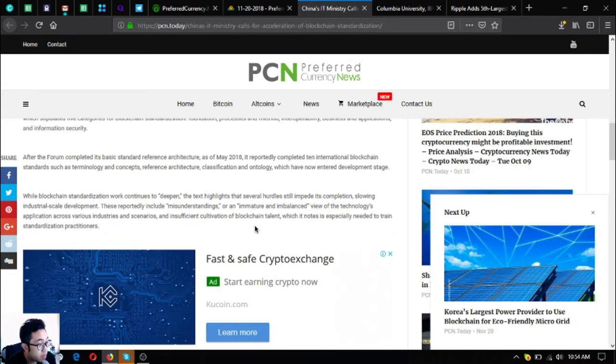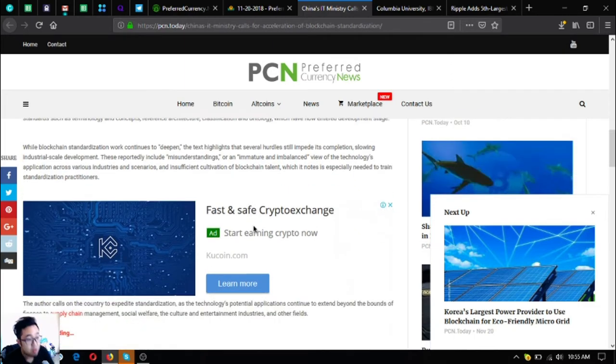After the forum completed its basic standard reference architecture as of May 2018, it reportedly completed 10 international blockchain standards, such as terminology and concepts, reference architecture, classification and ontology, which have now entered the development stage. While blockchain standardization work continues to deepen, the text highlights that several hurdles still impede its completion, slowing industrial scale development. These reportedly include misunderstandings or an immature and imbalanced view of technology's application across various industries and scenarios, and insufficient cultivation of blockchain talent, which it notes is especially needed to train standardization practitioners.